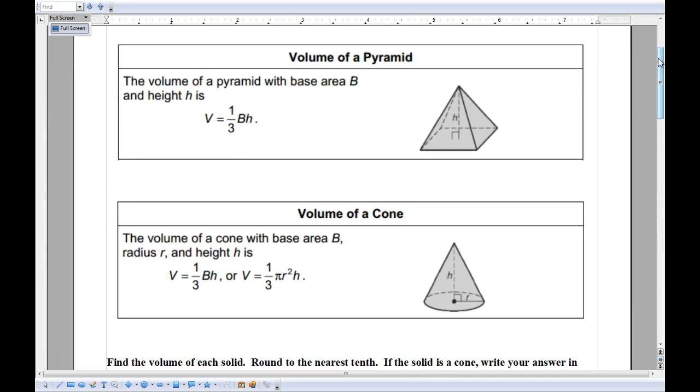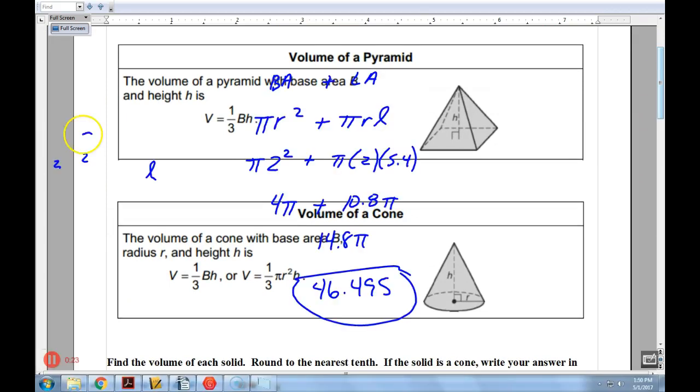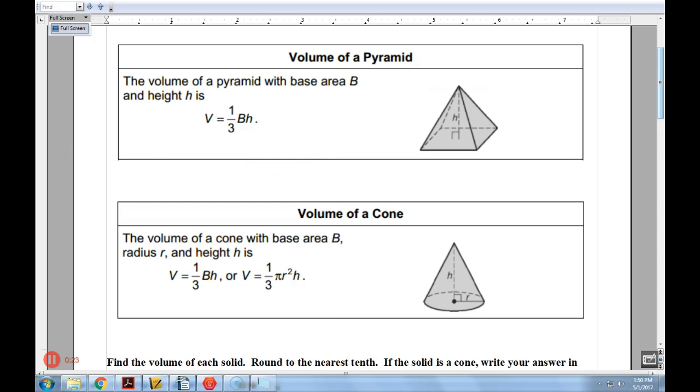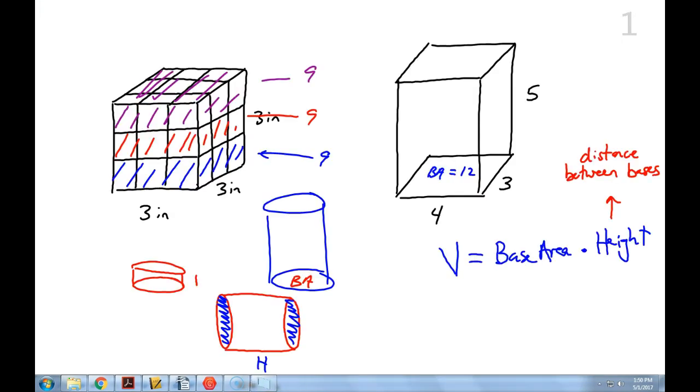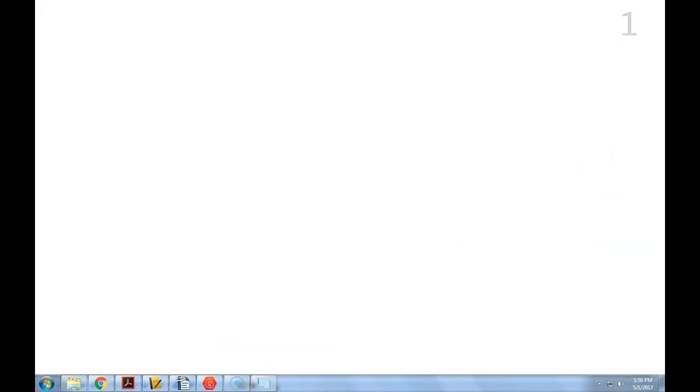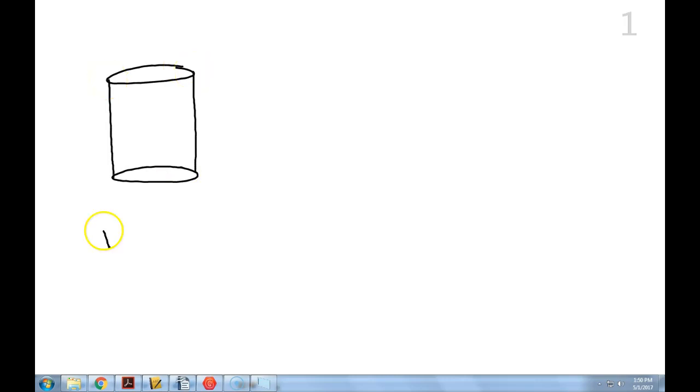Alright, so the deal is with pyramids or cones, you're basically going to use the same formulas that you did yesterday, except you're going to have this 1/3 in front of the base area. So I'm going to go off the grid for a quick second, and I want to illustrate what I'm talking about. So let's say that you have a cylinder right here, and we know from 10.3 that the volume of the cylinder is pi r squared h. That's how much stuff it can hold.